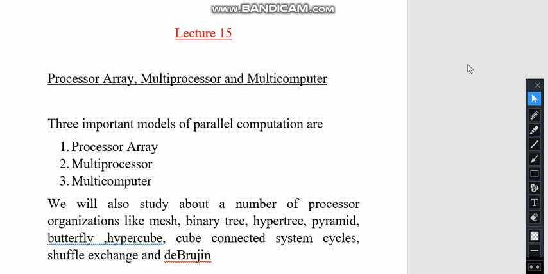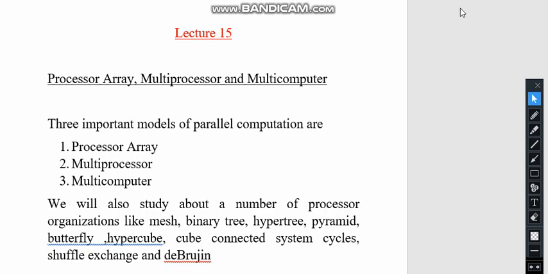Good morning, students. Welcome to the lecture series of parallel computing. In today's lecture, I am going to discuss the models of parallel computation and the processor organization. Basically, there are three models of parallel computation, and these are processor array, multiprocessor, and the multi-computer.